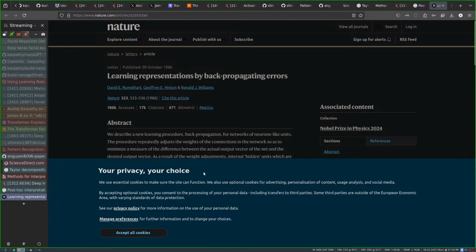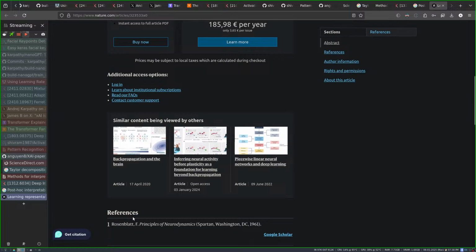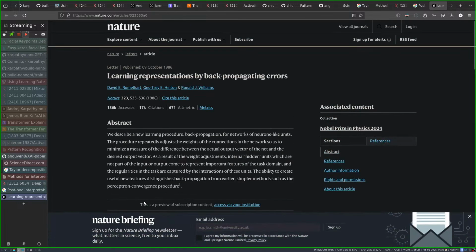Learning representations by backpropagation. This is just backpropagation, isn't it?